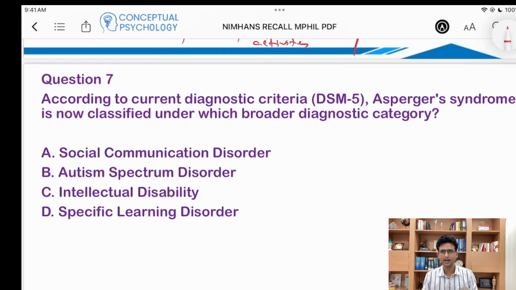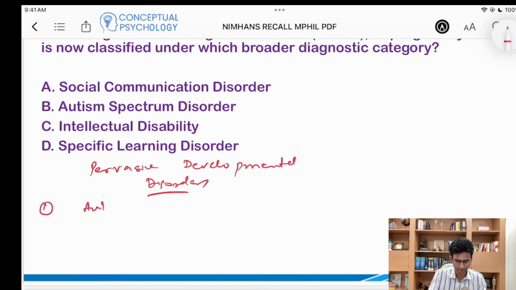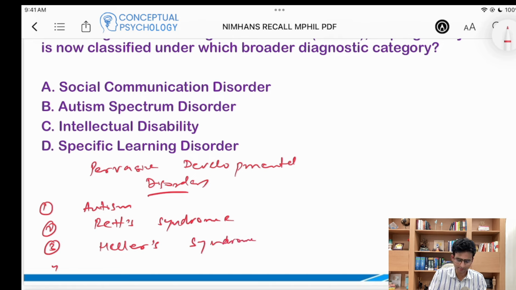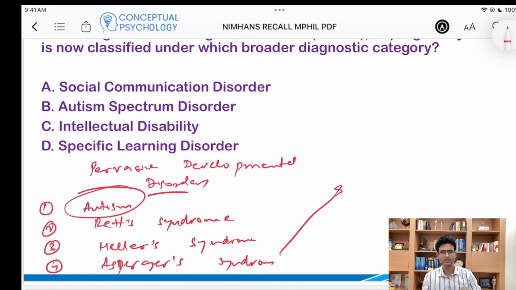According to the DSM-5 and in fact ICD-11, Asperger's syndrome is now classified under which broader diagnostic category? So earlier, when we talked about autism, there was a category called PDD, pervasive developmental disorders. We are talking about DSM-4. In pervasive developmental disorders, we had multiple disorders, like autism, Rett syndrome, Heller's syndrome or childhood disintegrative disorder, and we also had Asperger's syndrome. The difference between autism and Asperger's syndrome was that in Asperger's syndrome, there was no language dysfunction. Otherwise, it was quite similar to autism.